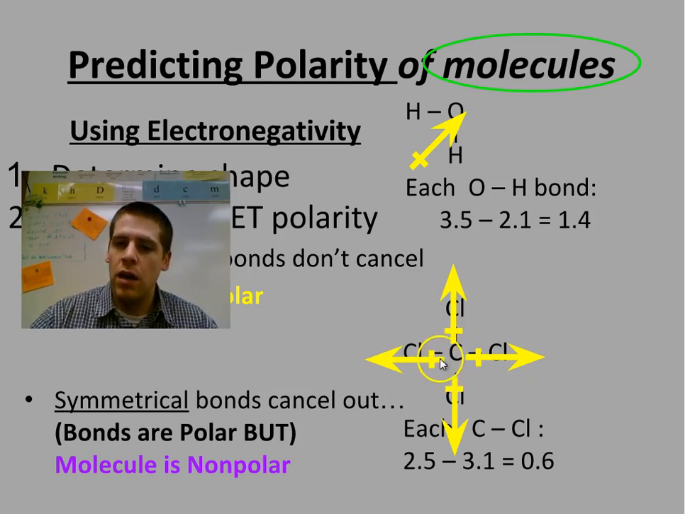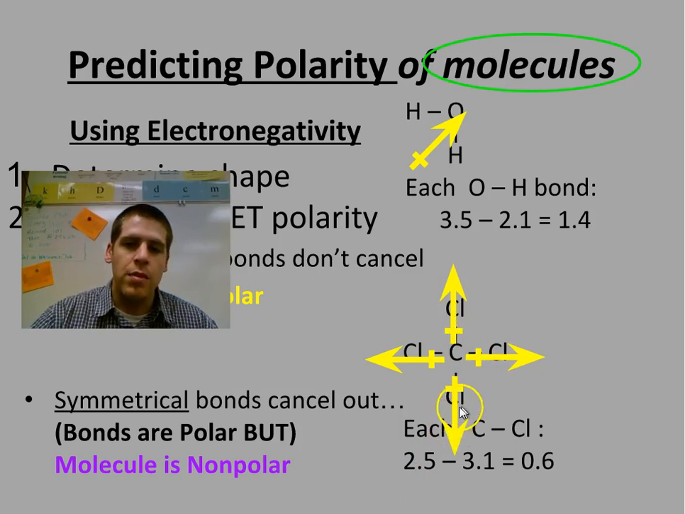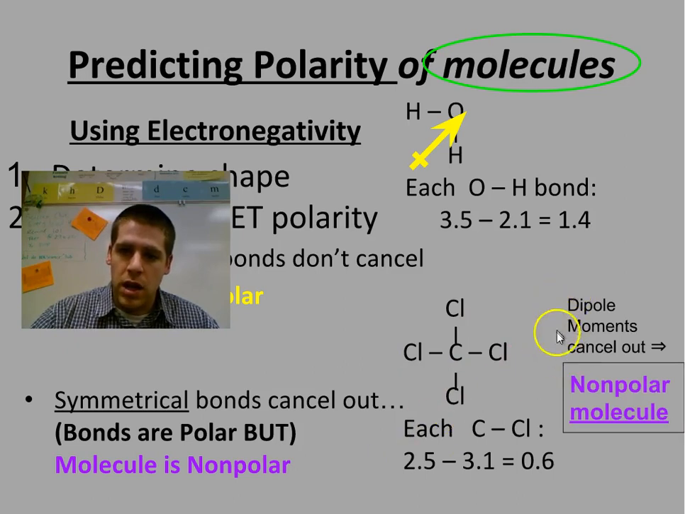The bonds themselves are polar because they're a difference of 0.6. But the molecule overall is nonpolar. And the reason is because it's getting pulled 0.6 this way, but it's also getting pulled 0.6 the opposite way, right? And same with up and down. So the overall pull is actually canceled out because the molecule is symmetrical. So you have to know the shape in order to know whether or not it's going to be polar or not. And that's what I just said. Dipole moments cancel out, so it's a nonpolar molecule.